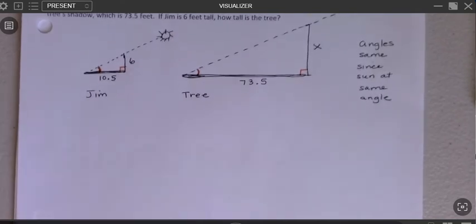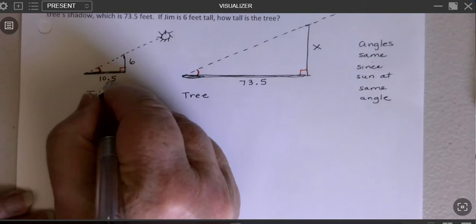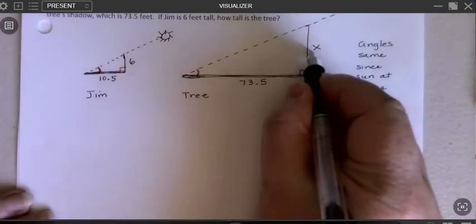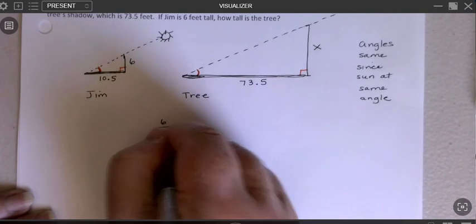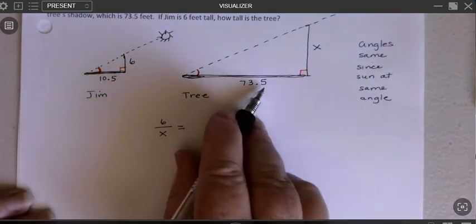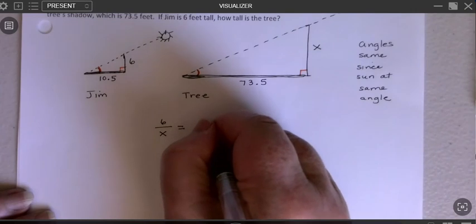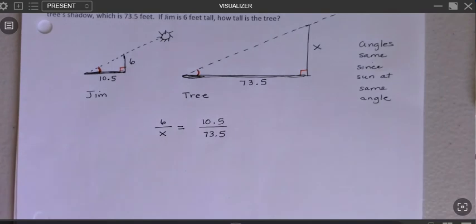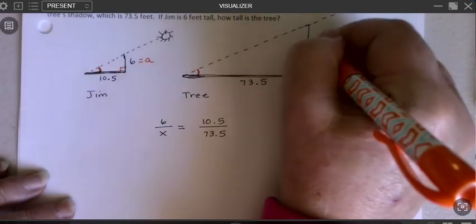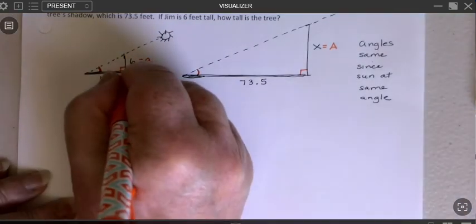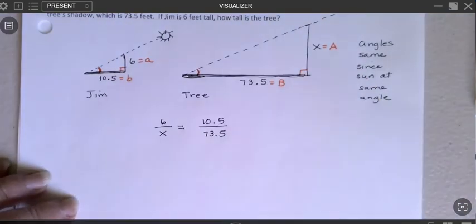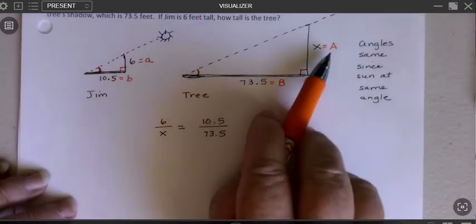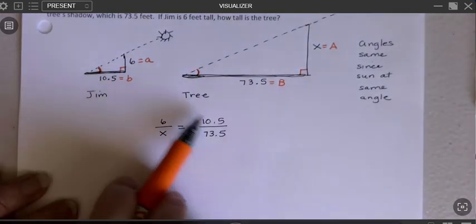All right, so let's set up our proportion. In this case, I don't have that third side, and I don't really need it. I can just go ahead and say 6 over x equals 10.5 over 73.5. I didn't label the letters here, but I could have, right? I could have called this, say, A, and capital A, and B, and capital B. So I just said little a over capital A equals little b over capital B.